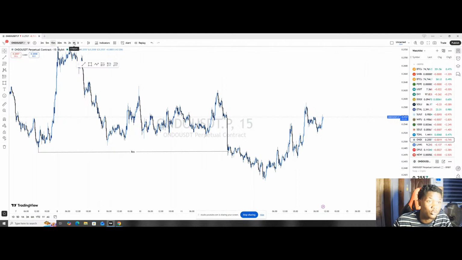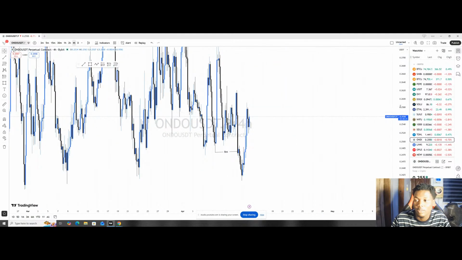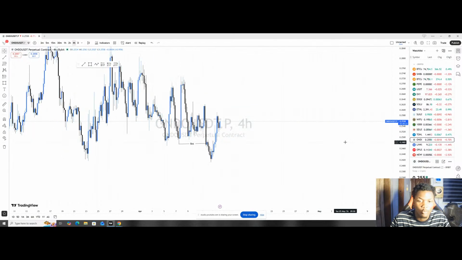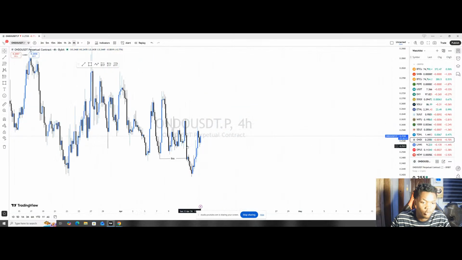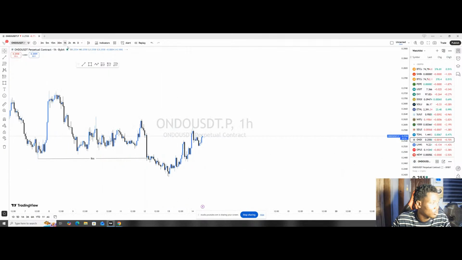So on Ondo USDT, like I said, we are bearish. So we have our break here. Then going to the 2 hours time frame now, as you can see, market finally broke this level to the downside. So on the 1 hour, I'm looking at it because market is reacting.